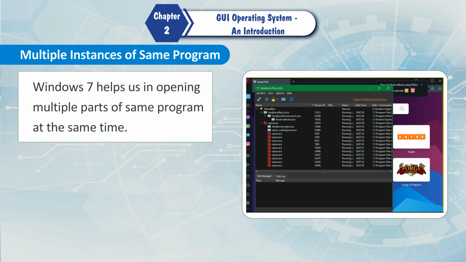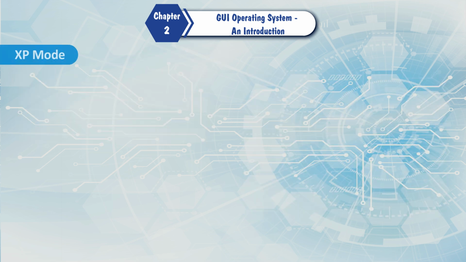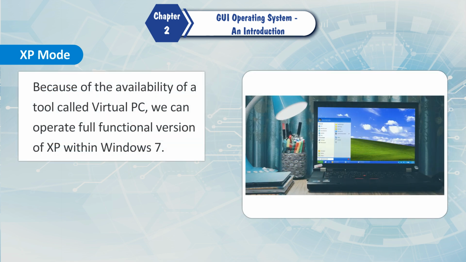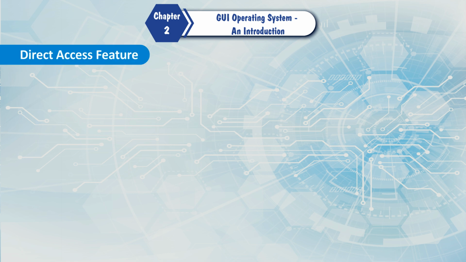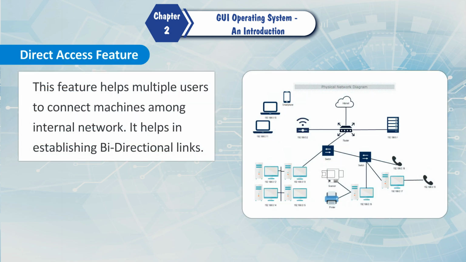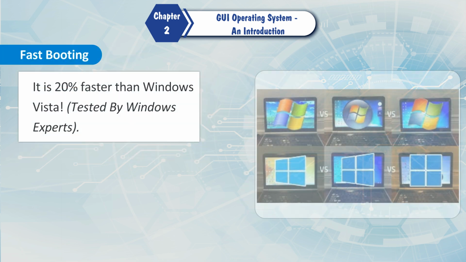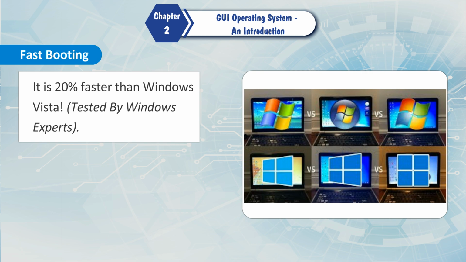Multiple instances of the same program. Windows 7 helps us in operating multiple parts of the same program at the same time. XP mode. Because of the availability of a tool called Virtual PC, we can operate a fully functional version of XP within Windows 7. Direct access feature. This feature helps multiple users to connect machines among an internal network. It helps in establishing bi-directional links. Fast booting. It is 20% faster than Windows Vista, as tested by Windows experts.